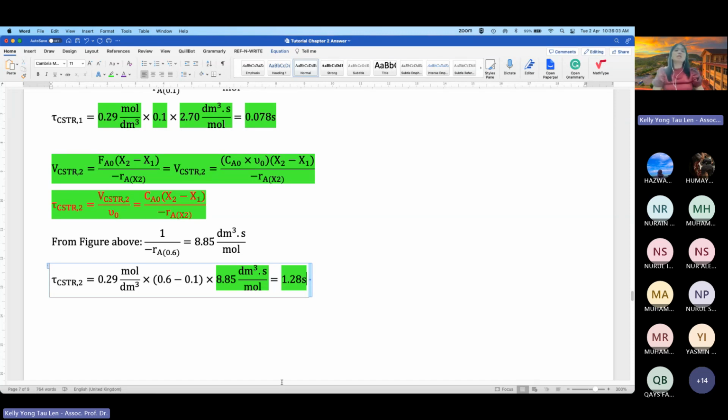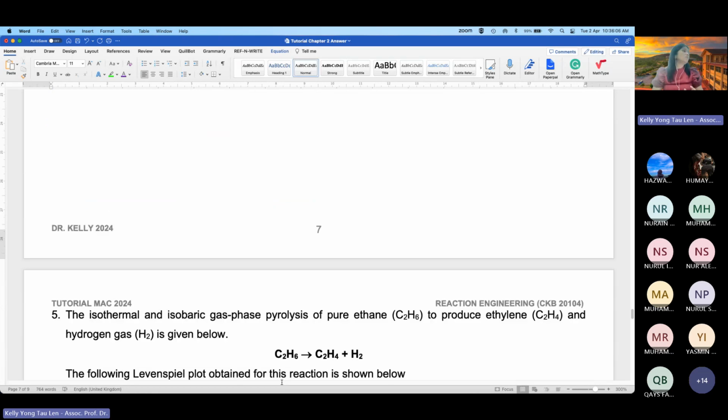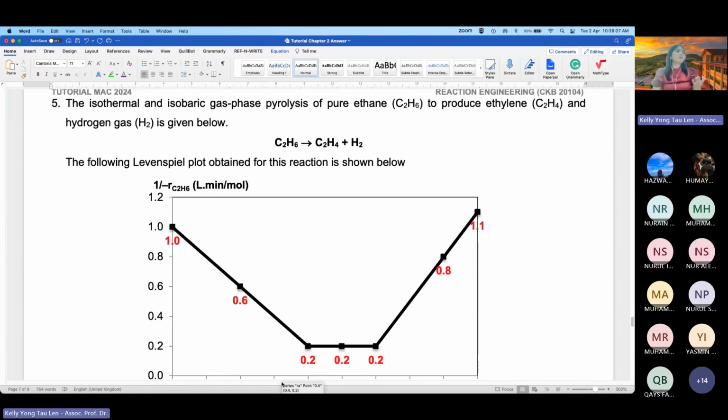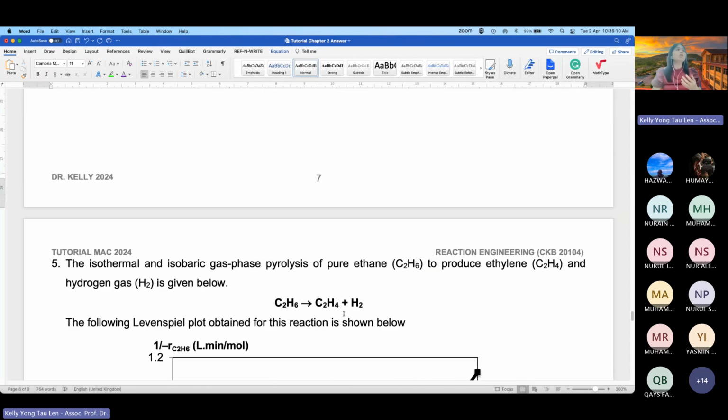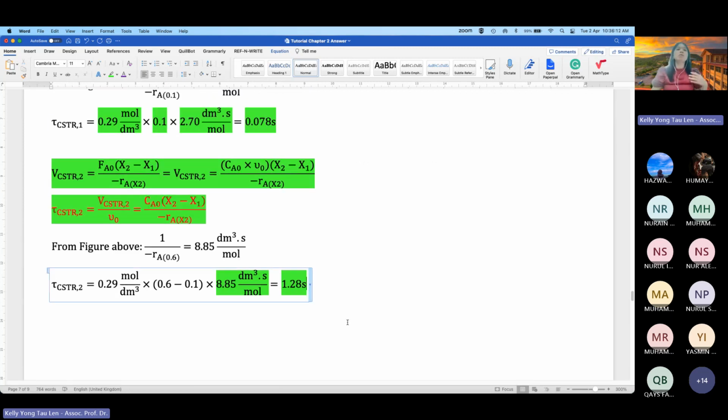Okay, so this is all for today's tutorial. I will not go through question number 5. Question number 5 is a practice question for you. When you have extra time and you want to find out whether you can or cannot understand, you can attempt question number 5 by yourself. In WLE the final answer is already provided, so you can compare and see whether you are right or not.